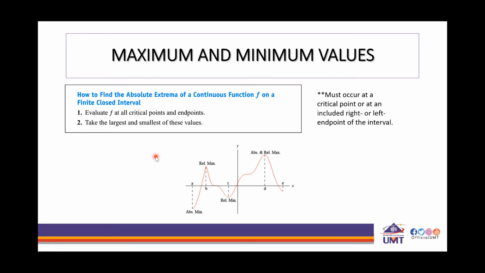So for example, this graph. You can see here A is the absolute minimum value, B the relative maximum, C the relative minimum, D is the absolute and relative maximum, up to E. They must occur at a critical point or at an included right or left endpoint of the interval.